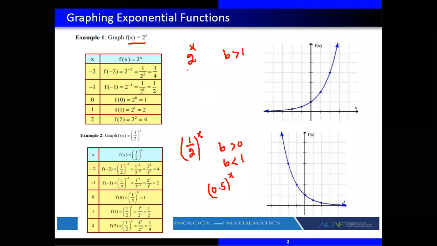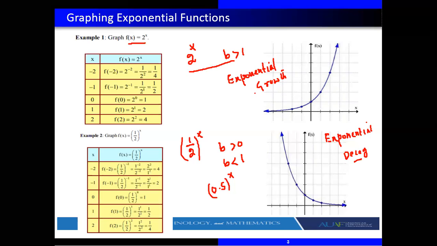So in the first part, 2 power x, when the base is greater than 1, this function is called exponential growth, because it is an increasing function. In the second function, b is less than 1, or 1 over 2, or 0.5, and the graph is decreasing. You can see the graph is decreasing. So this function is called exponential decay.